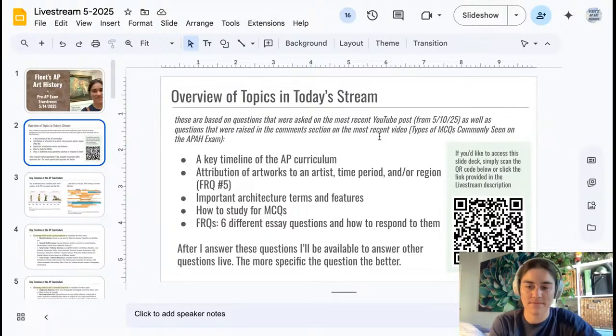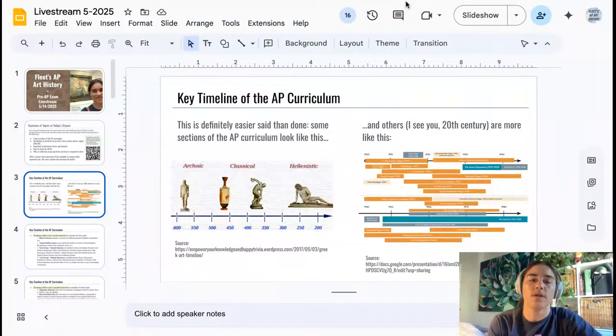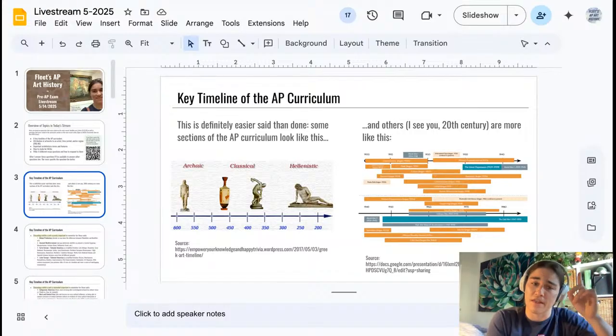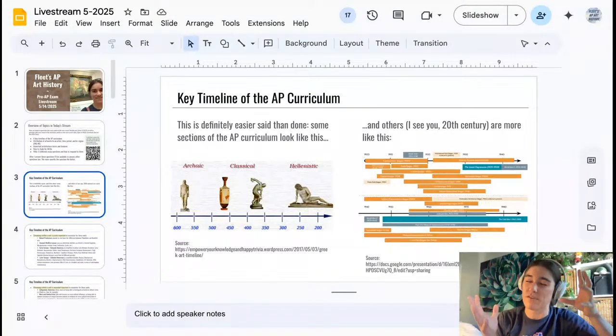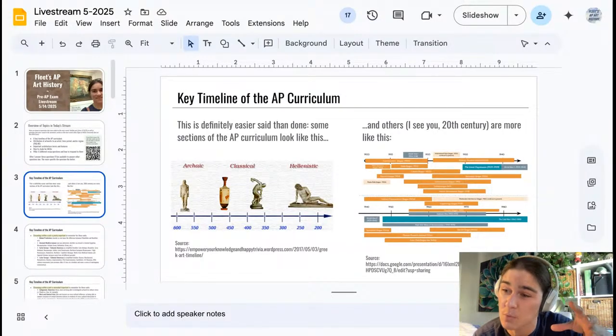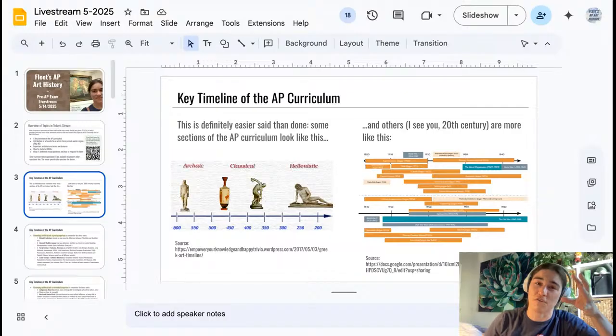Alrighty. So in terms of creating a key timeline of the AP curriculum, I would say that this is definitely something that is easier said than done. There are some parts of the AP curriculum that are pretty straightforward, especially when we are looking at the ancient world. A lot of this has to do with the fact that we just have limited information about the ancient world, whereas as we get closer to the present, we have more and more information. So it tends to be a little bit more overwhelming, right?